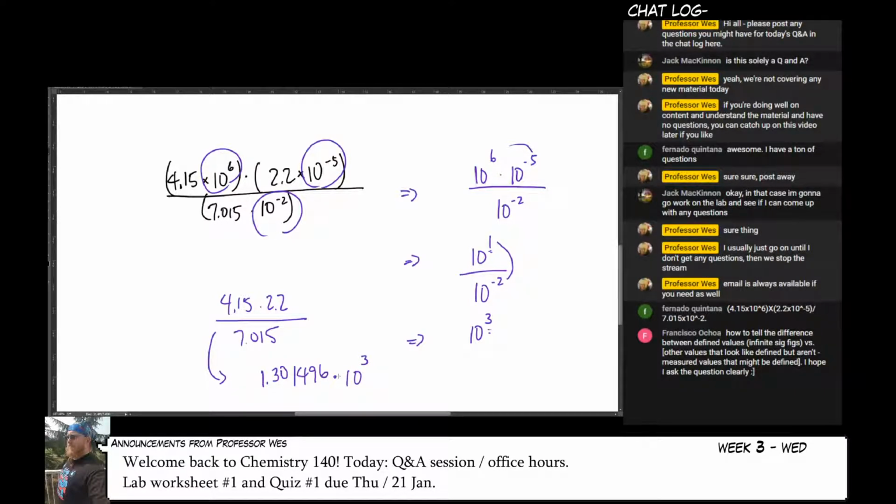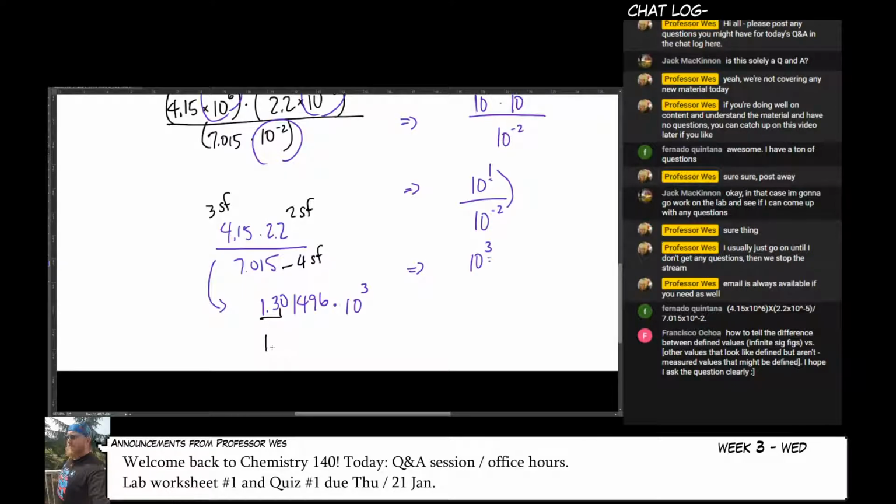And then all I have to do is worry about sig figs. So this has 3 sig figs. This is 2. This is 4. So my answer should have 2. So that's how I do that problem.